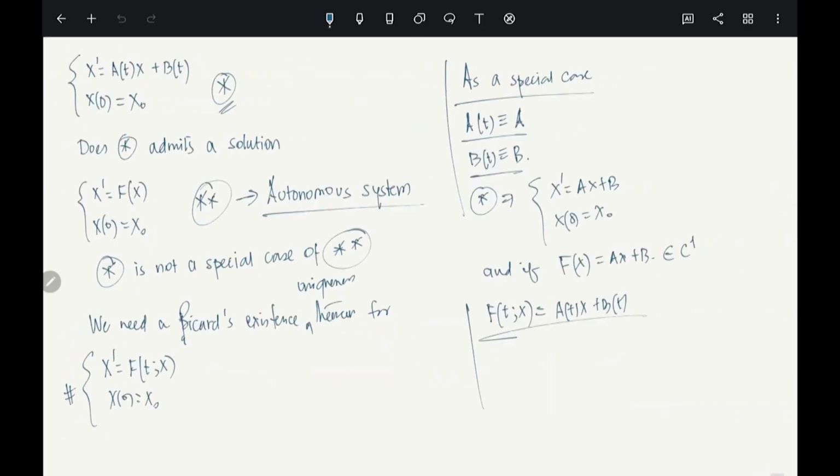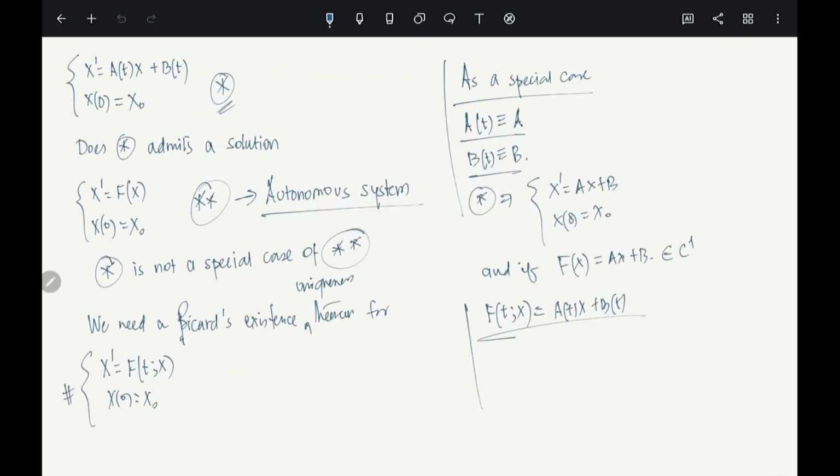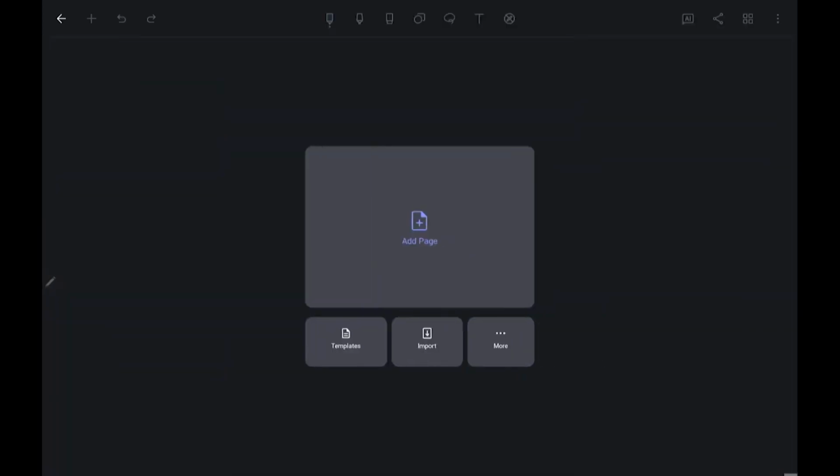Is this clear? Essentially the question boils down to this: can we say that Picard's existence and uniqueness theorem is also valid for a non-autonomous system? This sort of system is called a non-autonomous system. I hope this is clear. For this, we are in luck because Picard's existence and uniqueness theorem does hold. So first of all, let me put down what we mean by a solution, and then we'll do it for this.